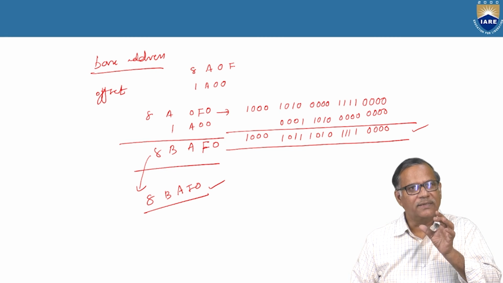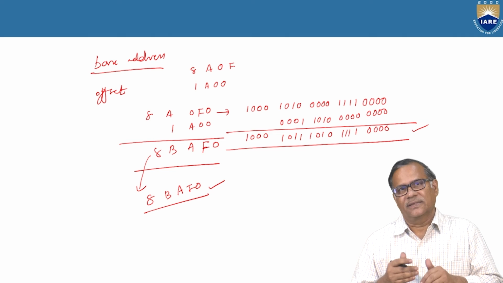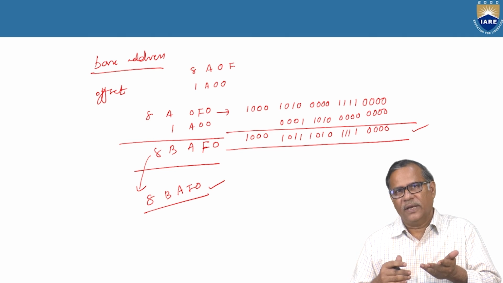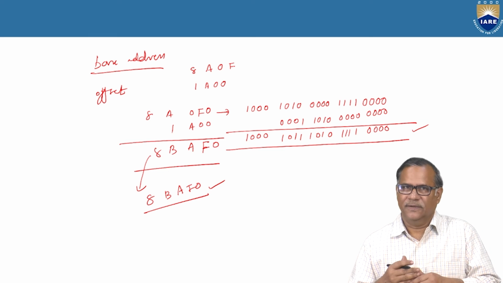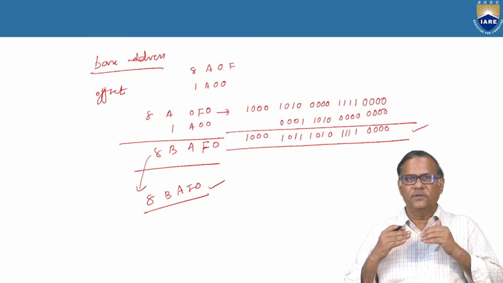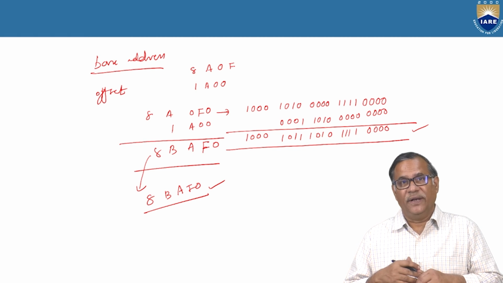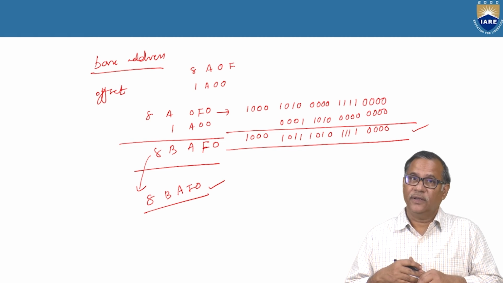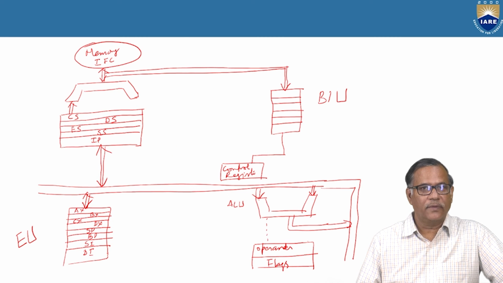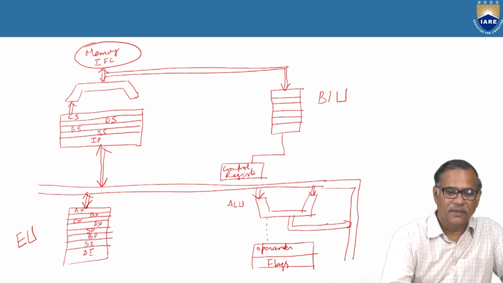So the offset address indicates the distance of the memory location from the base address. So what is the maximum you can have? Maximum is when you get all F's. Minimum is all zeros. So you can have a range of 0 to all F's. That means 64 kilobytes is the maximum offset you can have. So this is how the physical address is generated using 16-bit registers.